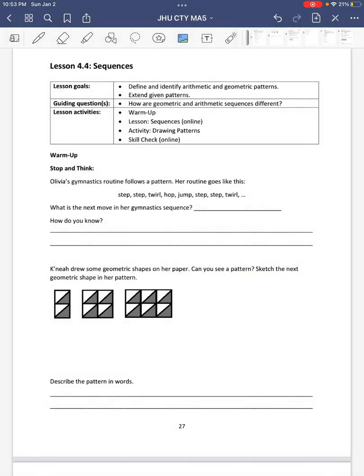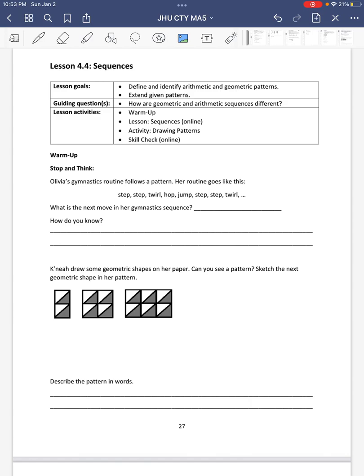Okay, so our lesson goals are to define and identify arithmetic and geometric patterns, and to extend given patterns. So when we're given a pattern, be able to draw it out and keep going with it. Guiding question: how are geometric and arithmetic sequences different? Then we have our activities for the day. You should be working along with your Moodle course. Your warm-up will be the very first thing in your Moodle course, and then you'll have that video and finish with a skill check.